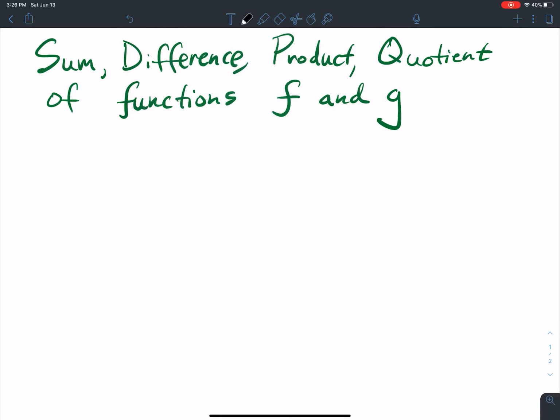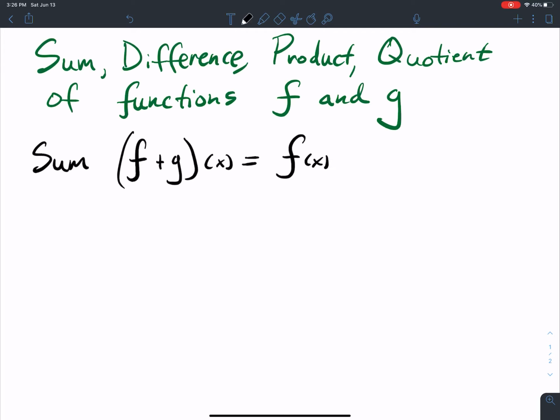So in this video, we're going to do the sum, difference, product, and quotient of functions. So we're combining functions together. The first is the sum. The definition of f plus g of x is defined to be f of x plus g of x.